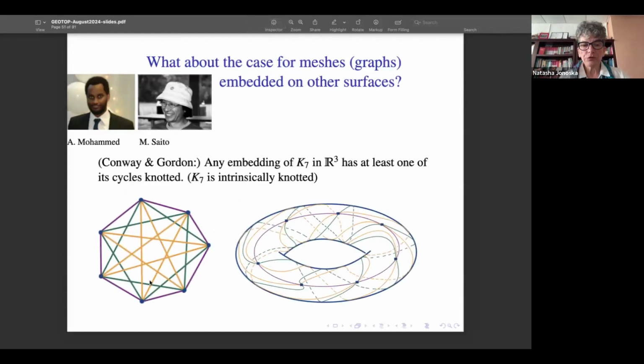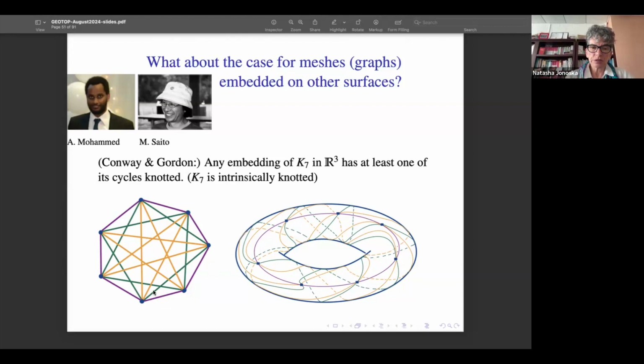Well, if you think about it, if I have a K7, which is a complete graph on 7 vertices, Conway and Gordon showed a long time ago that any embedding of K7 in R3 produces at least one cycle that is knotted. So I cannot put K7 somewhere and produce an unknotted shape. However, if I embed K7 on a torus, it would look something like this.